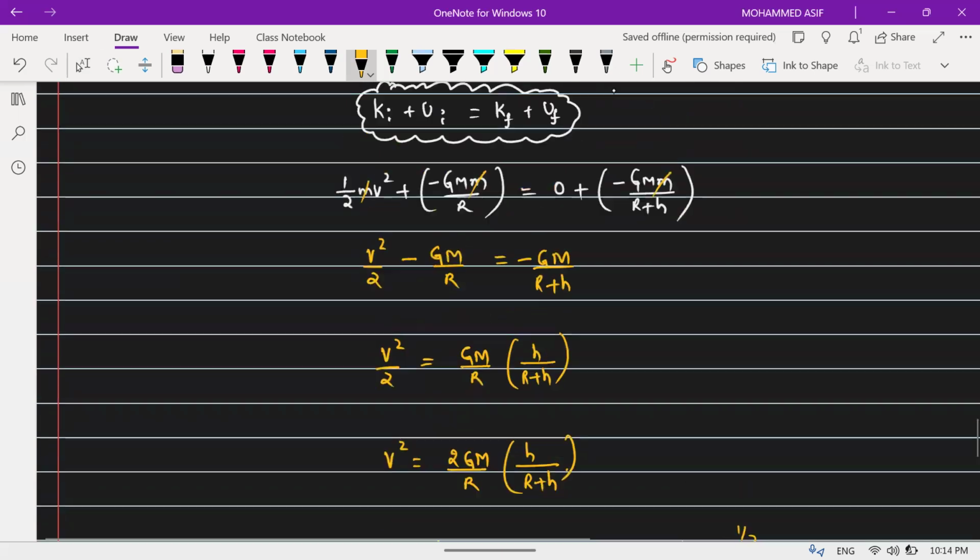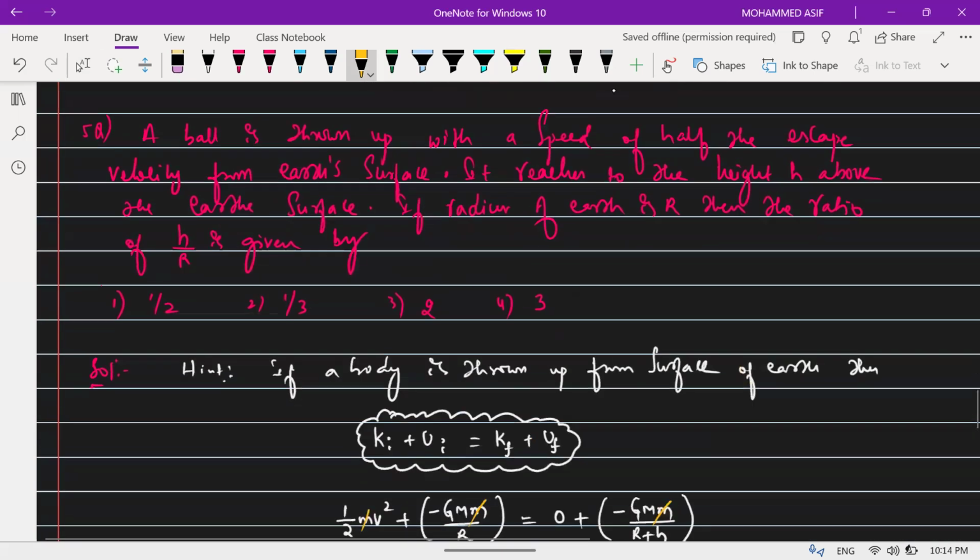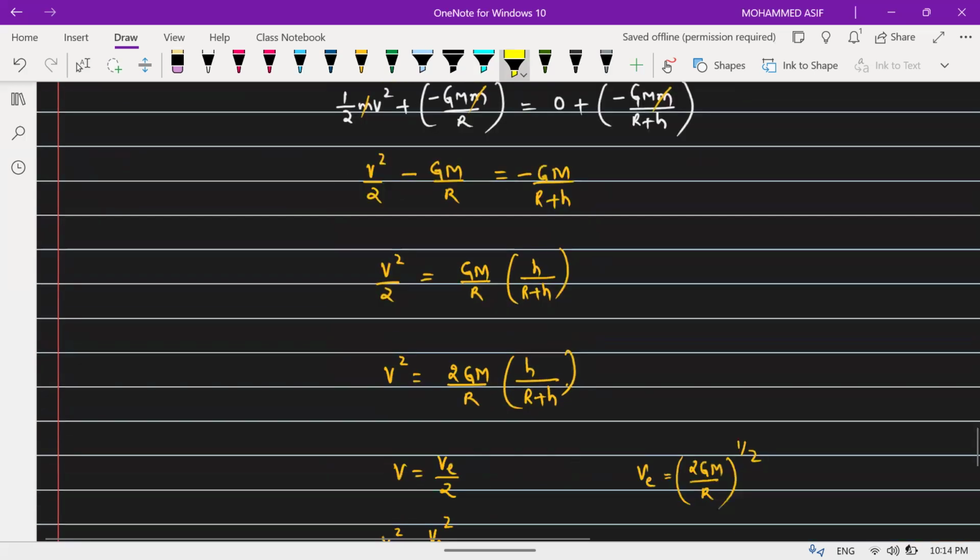Have a look once, yes sir. It's a good question, beta. Whenever problems like this come, when a body is being thrown up from the surface of the earth, if you have to find velocity or energy, you can directly apply the law of conservation of mechanical energy. It comes out easily. Done? Okay.